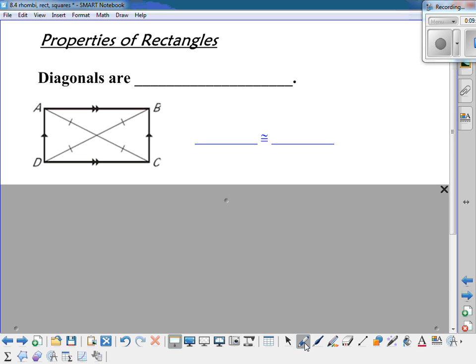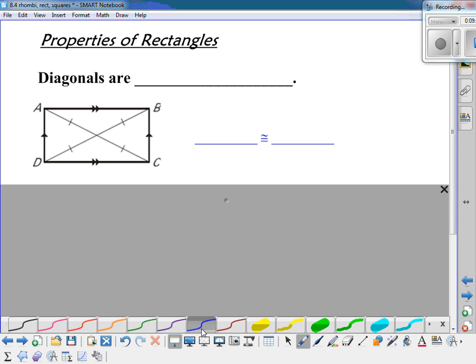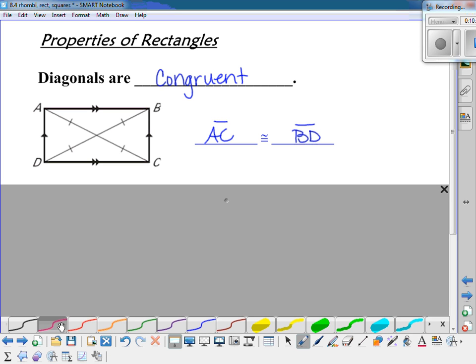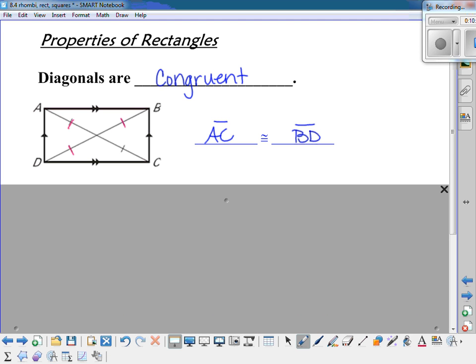When we have a rectangle, the diagonals are congruent. And so AC is congruent to BD. And then the pieces end up being congruent also, since diagonals bisect each other on a parallelogram. They're congruent to begin with, and they're bisecting each other. So all four of these pieces end up being congruent.